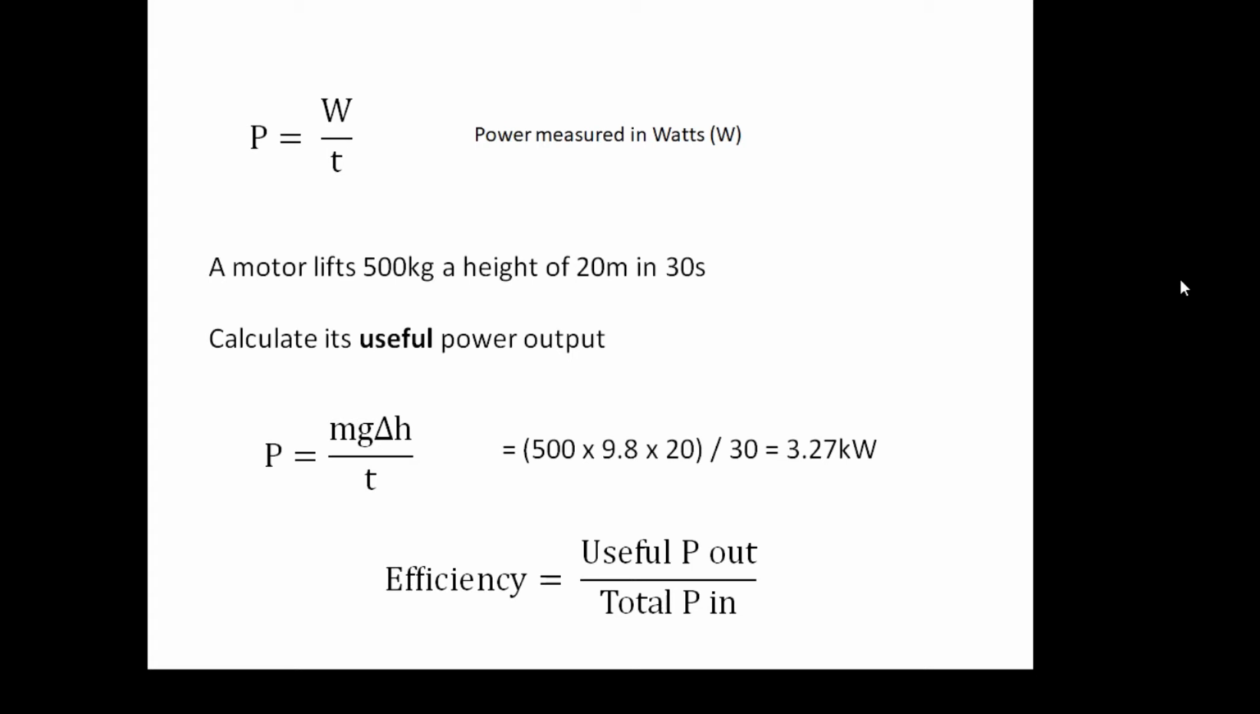The power input to the motor may be much bigger, it probably is, and that's because the motor isn't 100% efficient. You may have to use the equation: efficiency is useful power out over total power in, or useful work done divided by total energy input. Useful over total is efficiency.